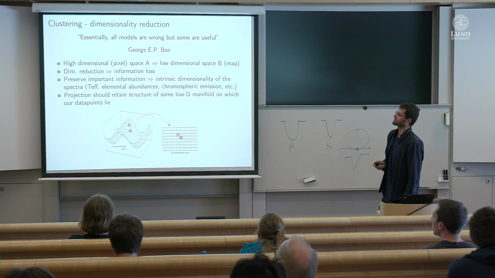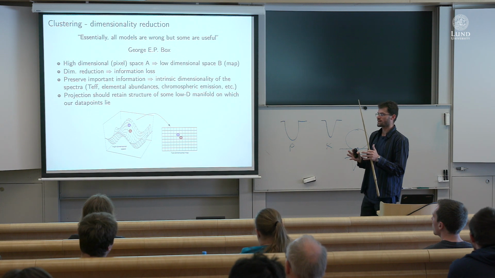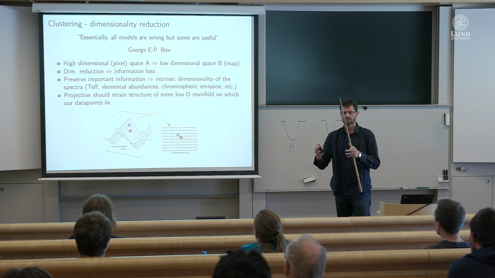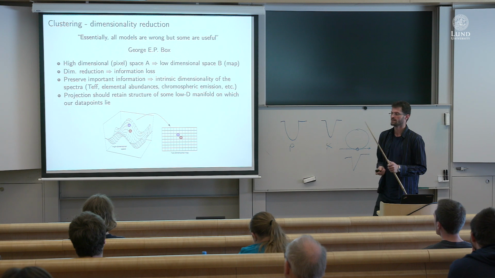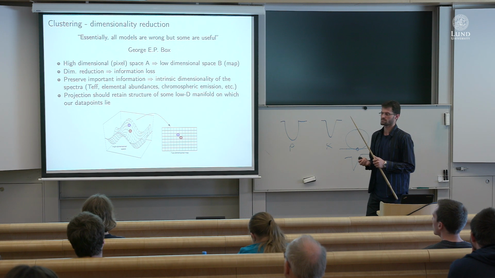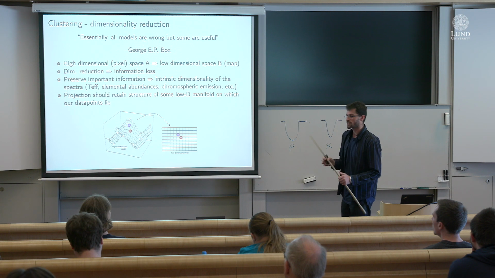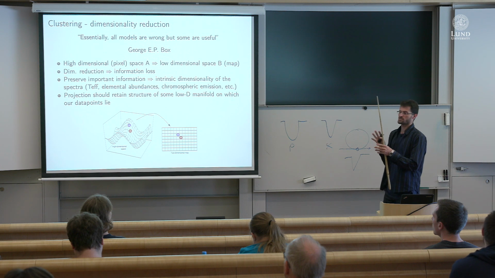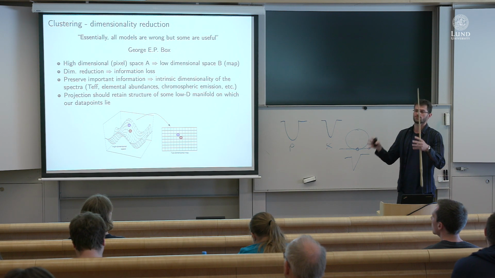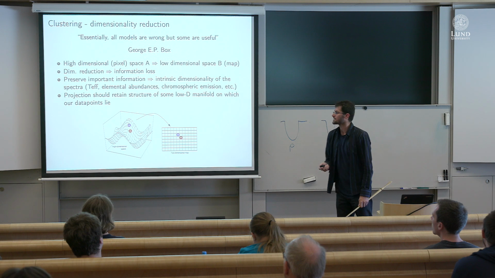So what we expect from the dimensionality reduction of our data is that we want our data to be projected from some space A. This is the high dimensional space where each data point is a vector, in our case a vector of flux values for each spectrum. And we want to project these data points into some low dimensional space B, typically a two-dimensional map. By this, of course, we inevitably lose information.